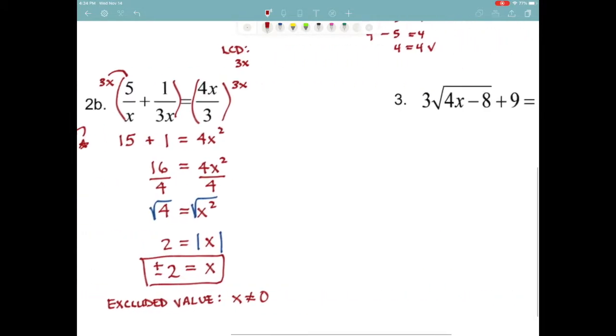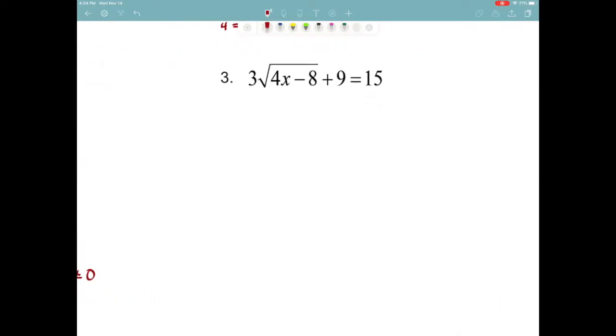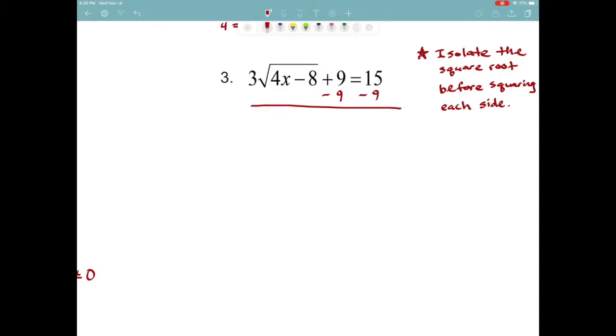All right, moving along to the next problem, we're going to review the equations with square roots. The most important thing here is we want to isolate the square root before we square each side. Now we just did these in the last chapter, so hopefully it's still fresh. To isolate the square root, I'm talking about the square root of 4x minus 8, we need to get rid of what's not attached to it first. We're going to subtract the 9 from each side.